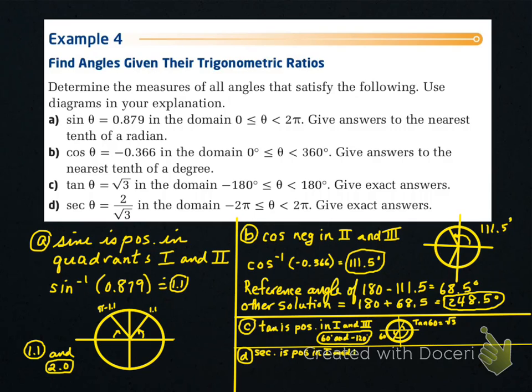For D, secant's going to be positive in quadrants 1 and 4. So there's two answers again we're looking at. Well, over 8 quadrants though, there's going to be 2 positive and 2 negative answers. So the cosine of pi over 6 is √3 over 2. So that means the secant is going to be 2 over √3. That's going to give me pi over 6 and 11 pi over 6, and that means the two negative ones will be negative pi over 6 moving backwards and negative 11 pi over 6.